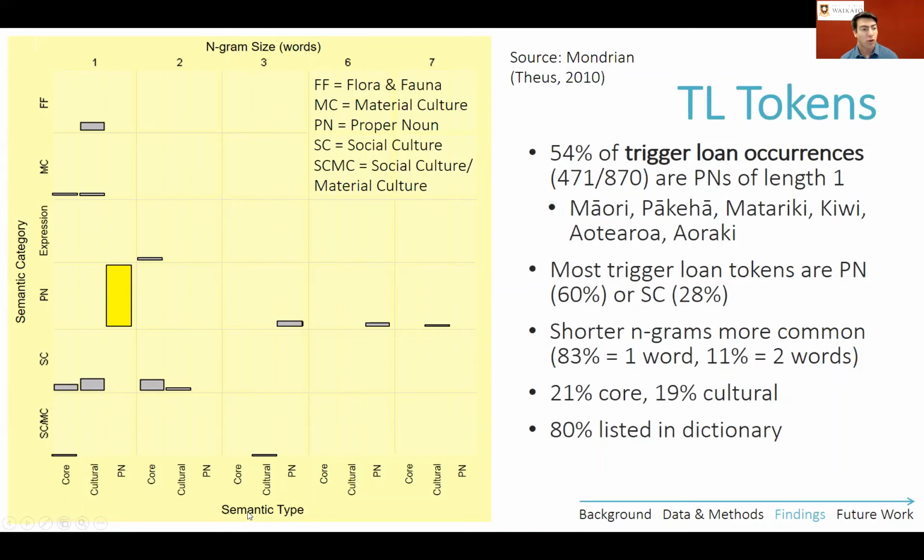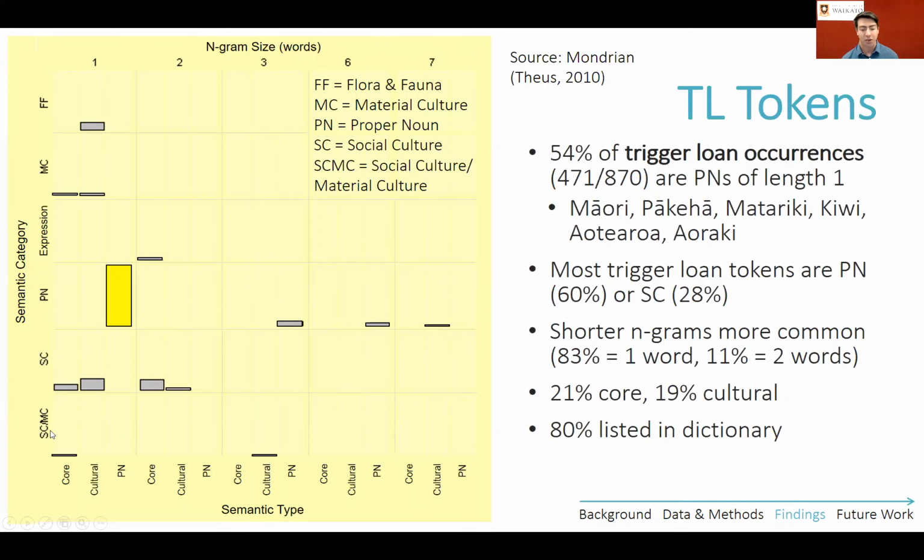I think I mentioned before that for semantic type, we added a third category, down here, because we had lots of proper nouns that didn't really fit into either of the others satisfactorily. And then with the semantic categories, we added expression for formulaic phrases. And because there were some ambiguous cases between categories, we also added social culture / material culture down here.